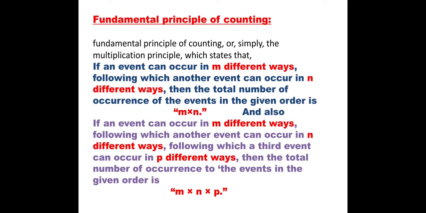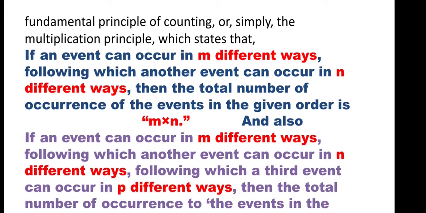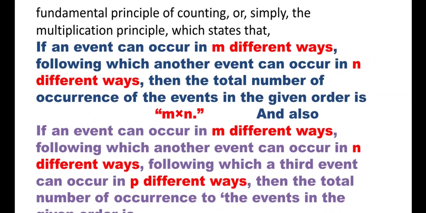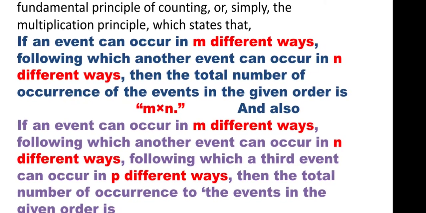The fundamental principle of counting, or simply the multiplicative principle, states that if an event can occur in m different ways, following which another event can occur in n different ways, then the total number of occurrences of the events will be m cross n ways.